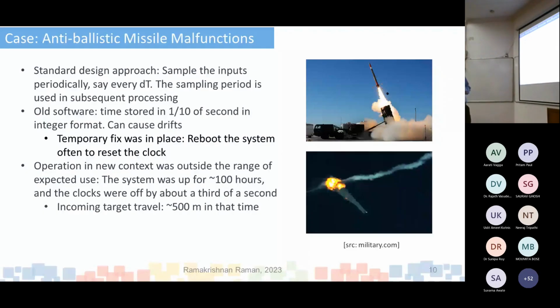So this was a case of a design that has to have a very precise location. Obviously, a lot of software gets reused. In this case, in the earlier software that was being reused, they stored time at the granularity of about 1/10 of a second in integer format, right? And so obviously this will cause drift, and they handled the drift by rebooting the software once in a while. But then when they started reusing that in a different context, in this case a system that has to shoot down an incoming flying object, the system was on for about 100 hours, and this caused about 1/3 of a second of error, and that caused it to miss the target by 500 meters.